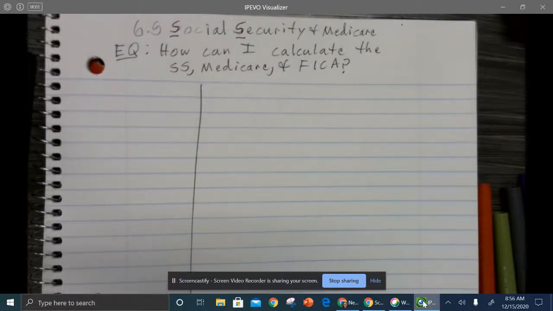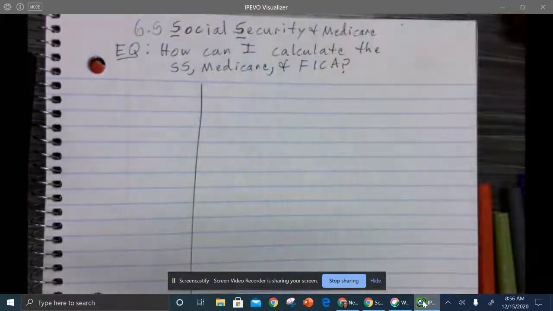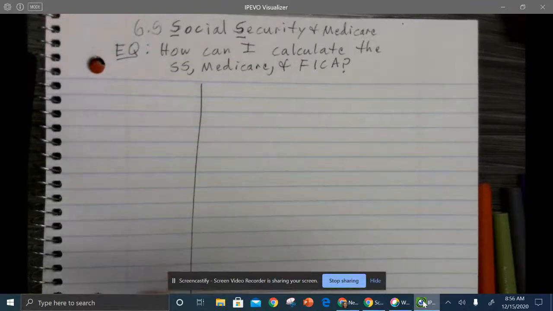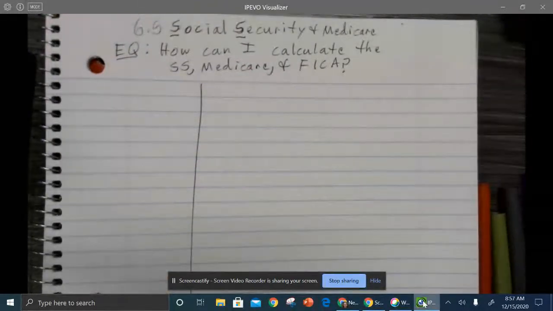Good morning. So we are going to work on Social Security and Medicare. So that's for section 6.5. Our essential question is how can we calculate the Social Security, Medicare, and FICA taxes?